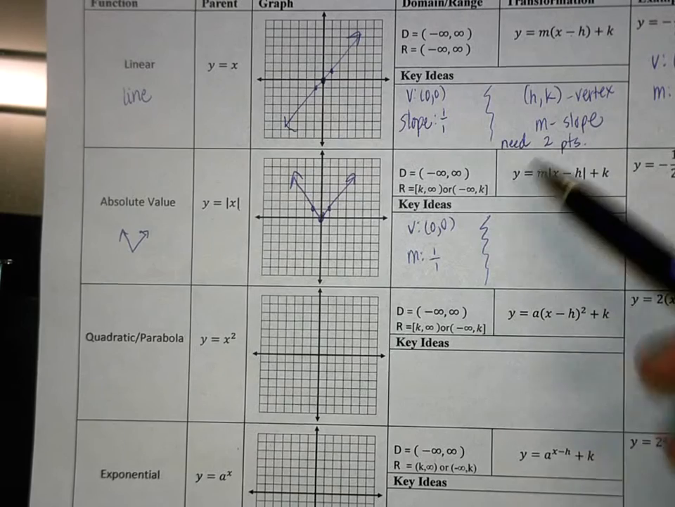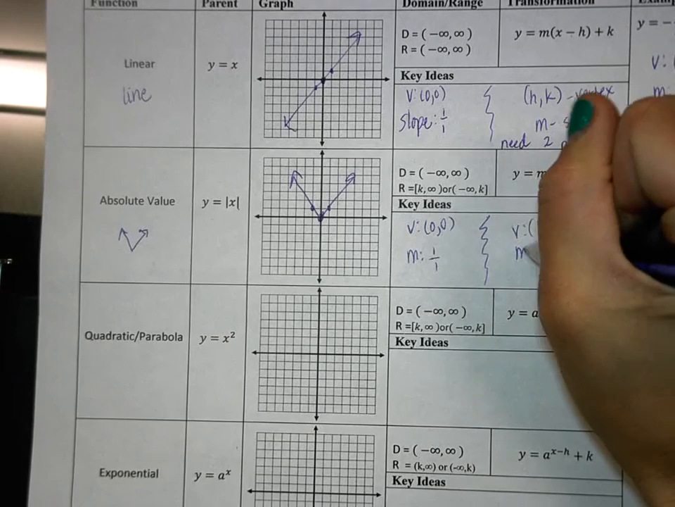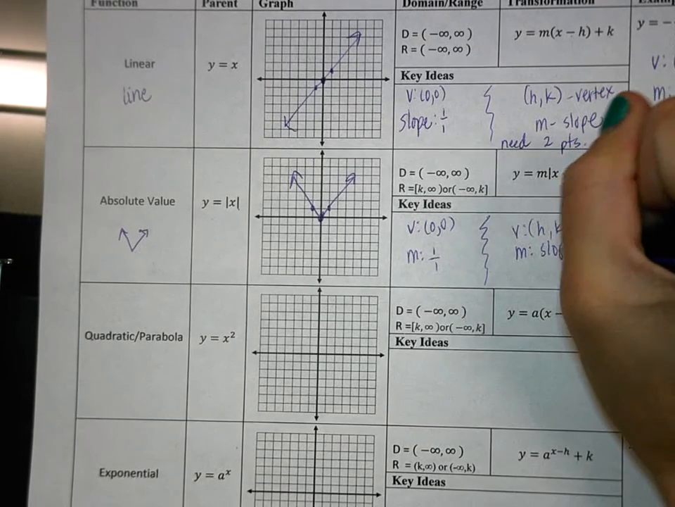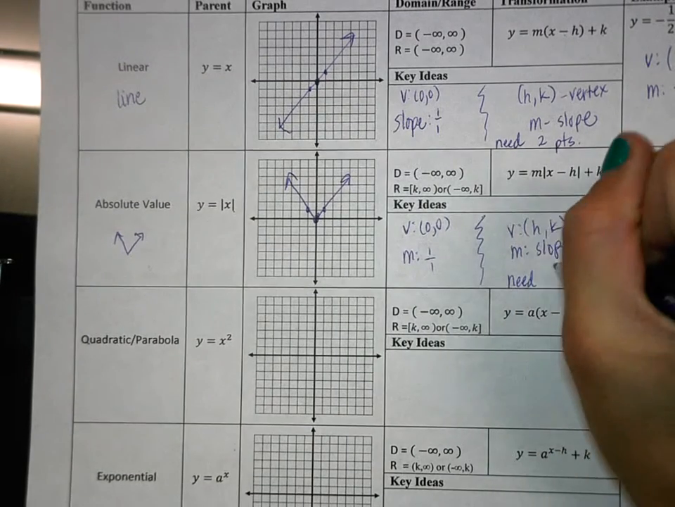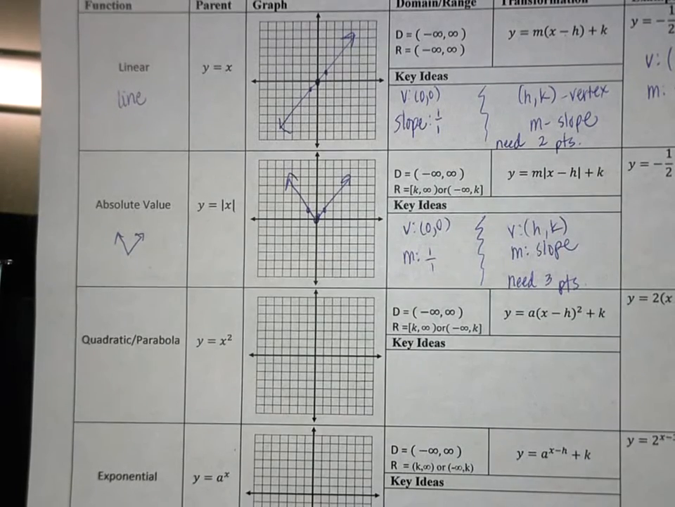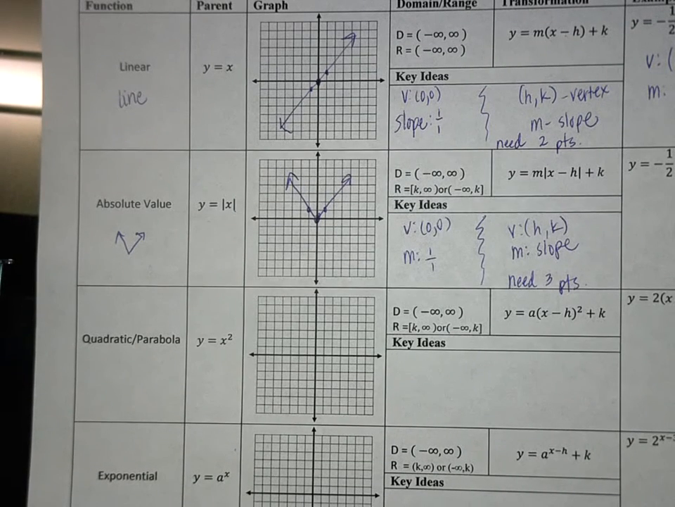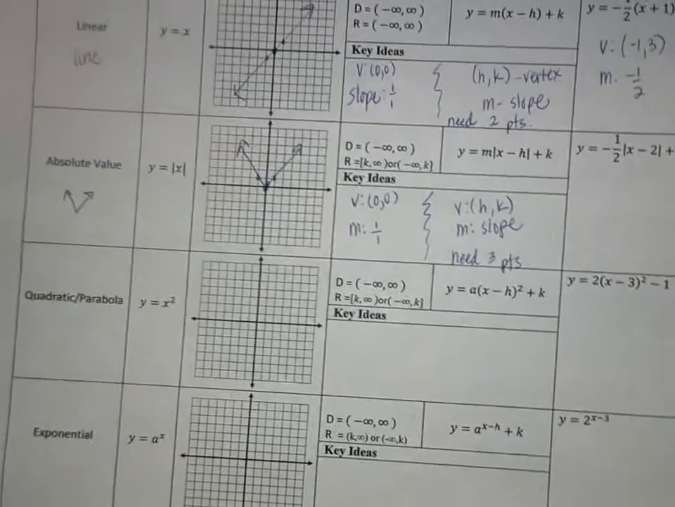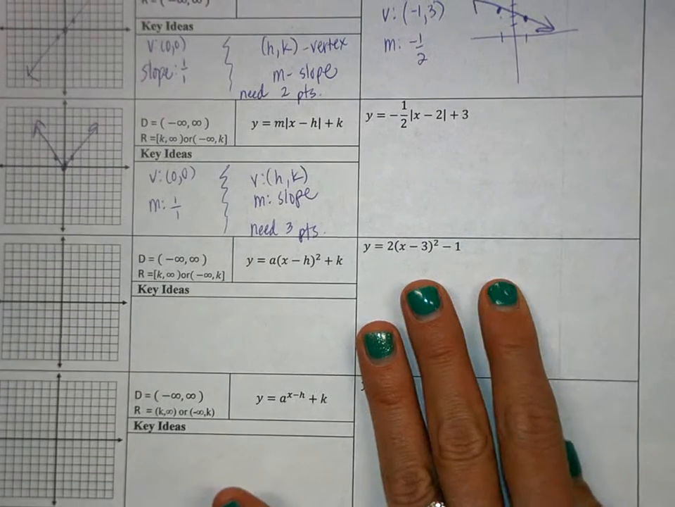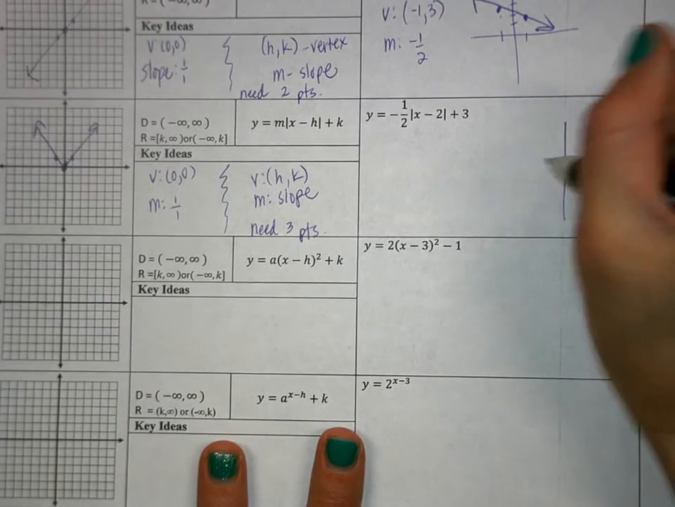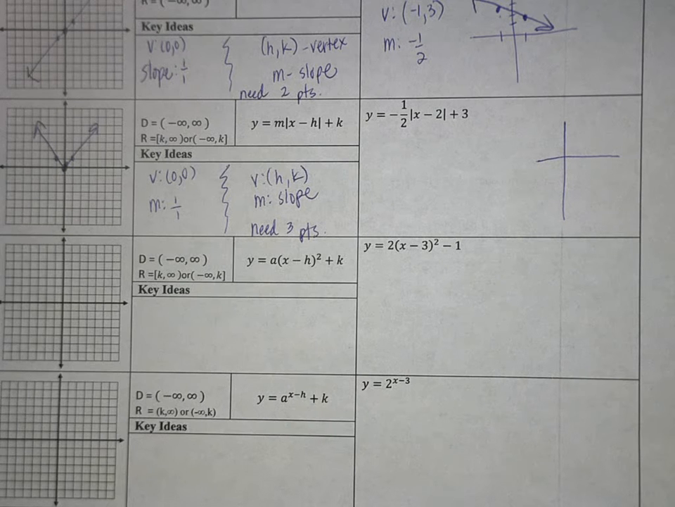So if we're looking at our generic equation here, again, my vertex is h comma k, and m is my slope. Okay, and this one you really need 3 points to graph. But once you have your vertex, you just use your slope going both directions, right? Okay, so I'm going to give you a minute to try to graph this one right here on your own. So you're going to start with finding your vertex and then using your slope to make your additional points.